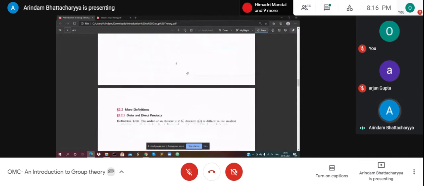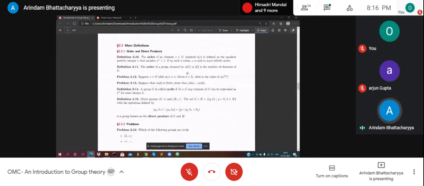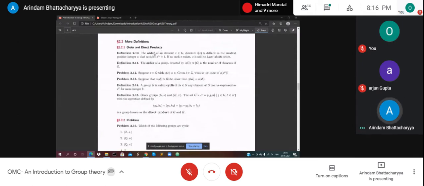Okay, so let me give some more definitions. The order of an element is the smallest n such that x to the power n is equal to 1. Note that this 1 is not your multiplicative 1. This 1 is the identity of G, not your integer 1 or real 1 or anything. Properly it should be x to the power n equal to 1 sub G.